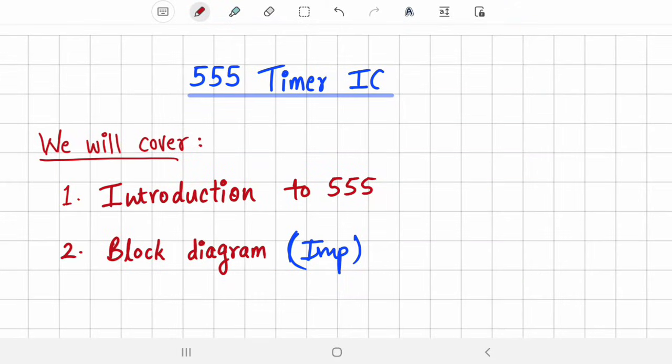In this video, we are going to cover the 555 timer IC. So first, I'm going to give you an introduction to the 555 IC. Then we are going to see the block diagram of the timer IC in detail. I'm going to explain everything in a simple way, and this is a very important topic. Just like the 741 op-amp IC, the 555 timer IC is equally important in linear integrated circuits. So if you are studying this topic for your college exams, prepare this topic well.